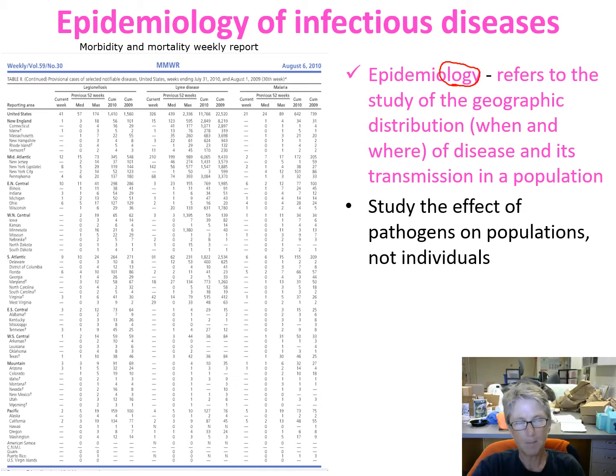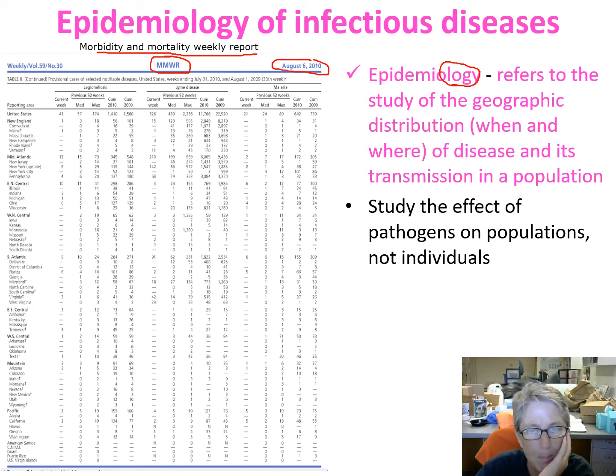And you can get this report. It's MMWR, the Morbidity and Mortality Weekly Report. So this was from August 6th, 2010. It gives the area, so the geographic where, so the reporting area, United States, and then you can look and see how the United States is broken down. So here's Mountain states in the United States, and here's Arizona.